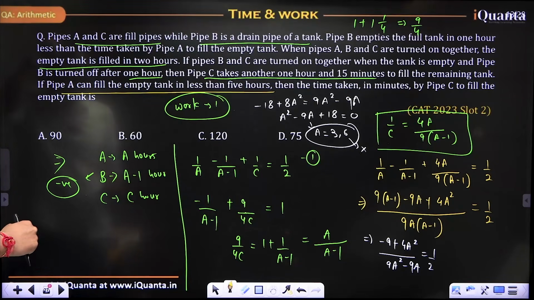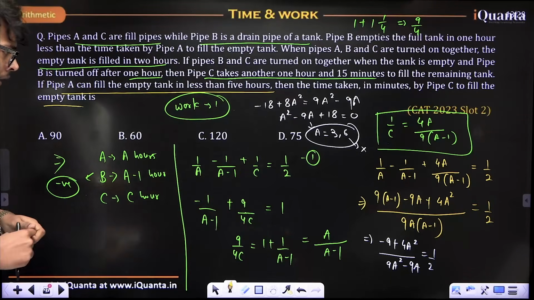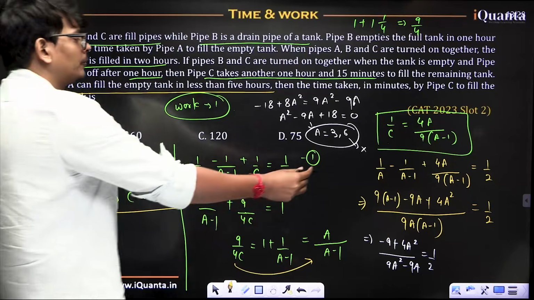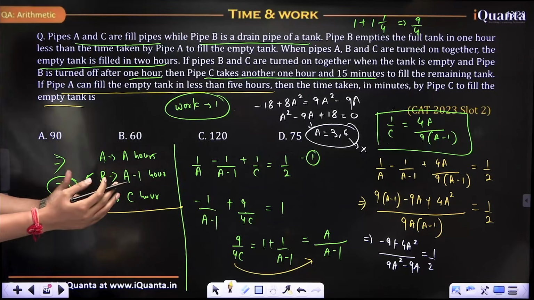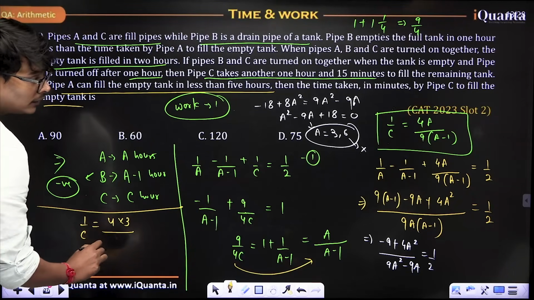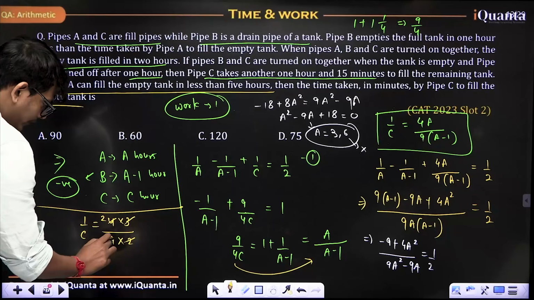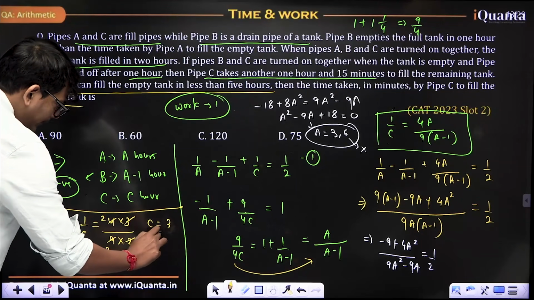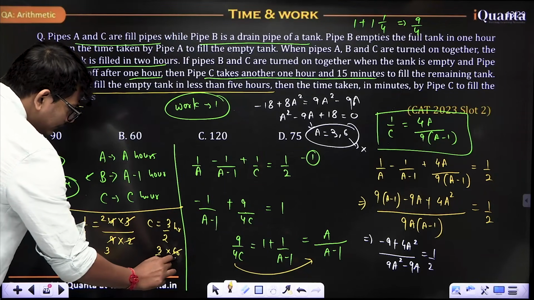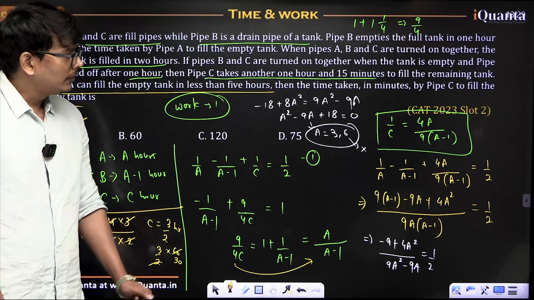If value of A is 3, the question is asking the time taken in minutes by pipe C to fill the empty tank. So here you can put the value of A to find out the value of C. So 1 by C is equal to 4 into 3 upon 9 into 2. This got cancelled out, this got cancelled out. So C is coming out as 3 by 2 hours. To convert into minutes, we need to multiply by 60. So 90 minutes will be the right answer. So it's a very good question on time and work.